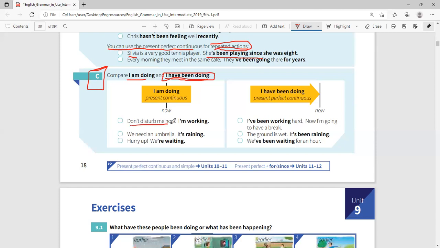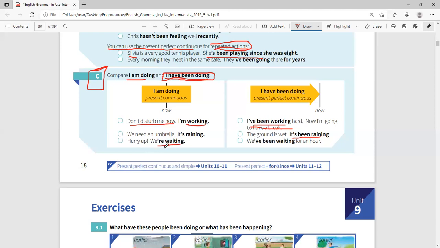Don't disturb me. I'm working. Look at this one. I have been working hard. I have been working tells us from that time up to now. We need an umbrella. It's raining. Yeah, it's raining, of course. The ground is wet. It has been raining from that time up to now. Whether it is still going on now or has stopped, the thing is, this has been going on.